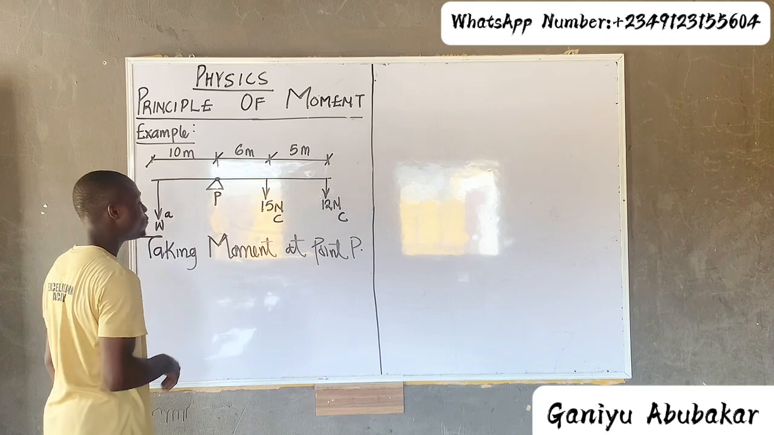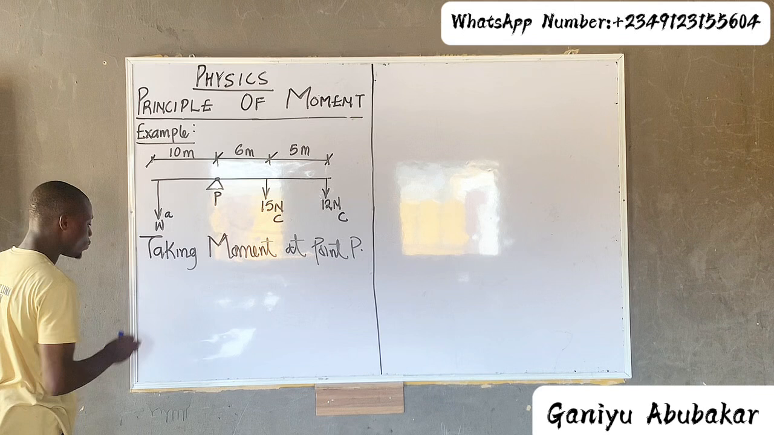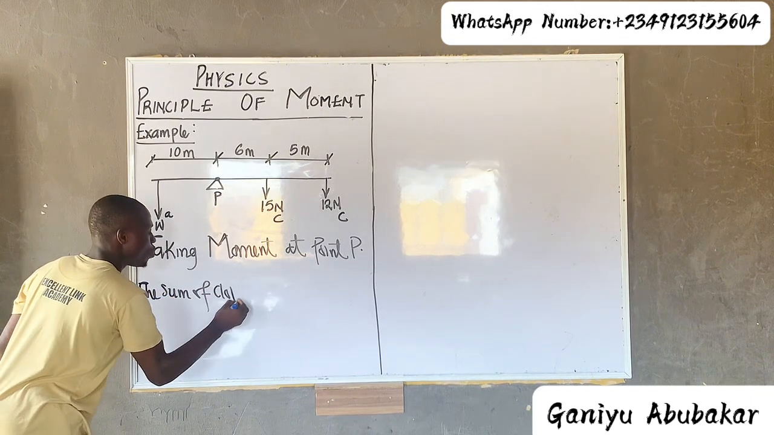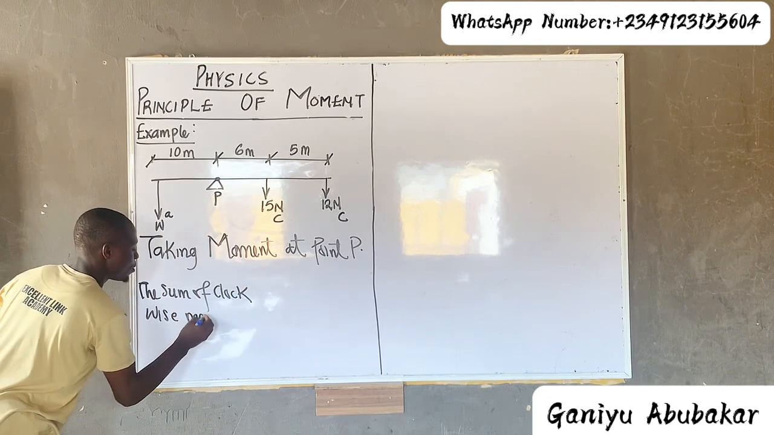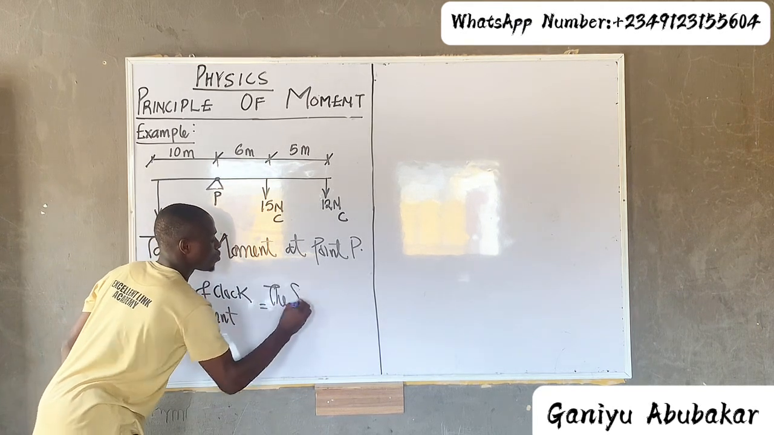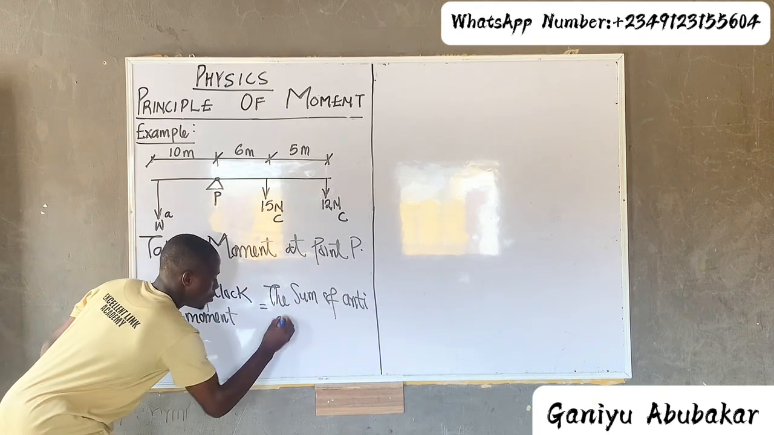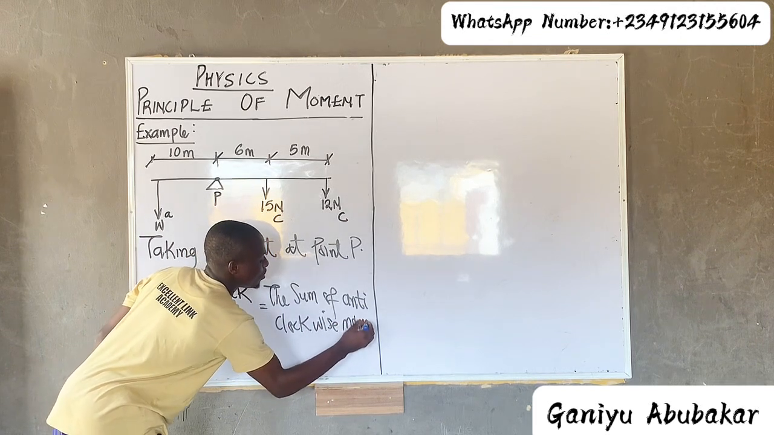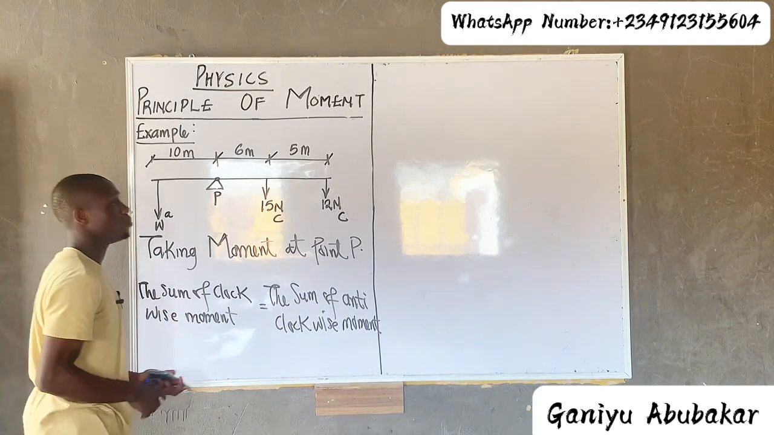Now look up, please. From the formula I gave you, from the principle of moment, the principle of moment states that the sum of clockwise moments is equal to the sum of anti-clockwise moments. Please, this formula was given to you by the principle of moment. Now let's solve this problem together.